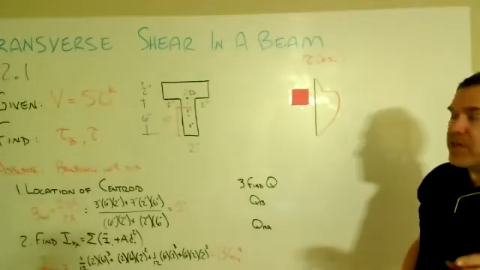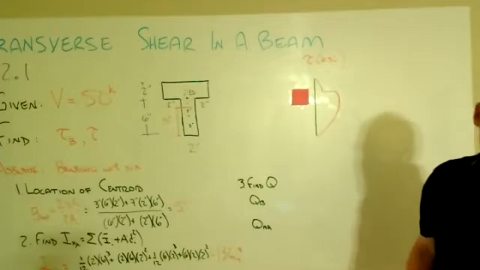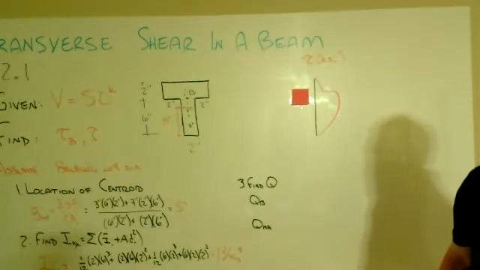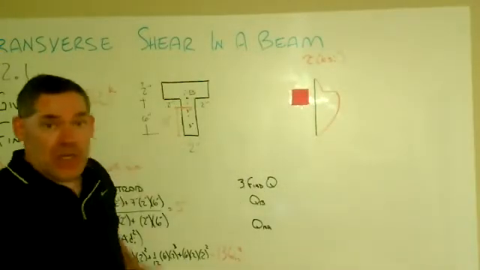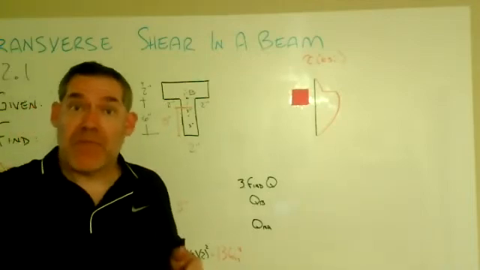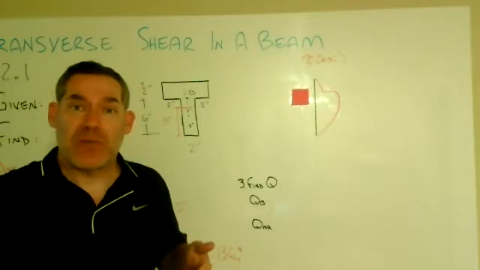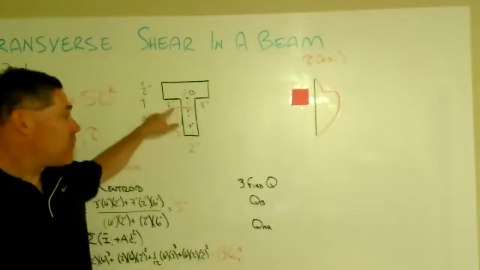Okay, in part B of this example, V2.1, we're going to look at a T cross-section. Last time we looked at a rectangular one in part A, and now we're going to look at one arranged like a capital T. Same total cross-sectional area. The one we had before was 6 inches high by 4 inches wide, a rectangle of 24 square inches. This one also is 24 square inches.